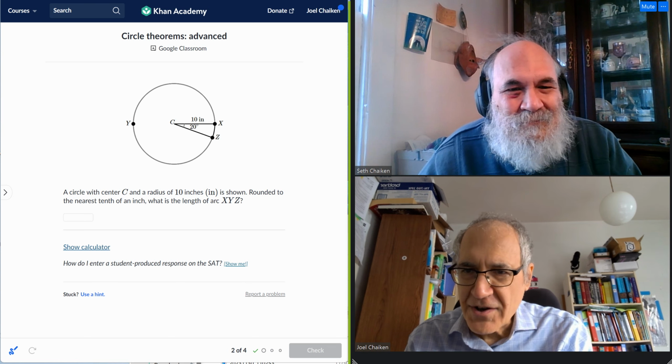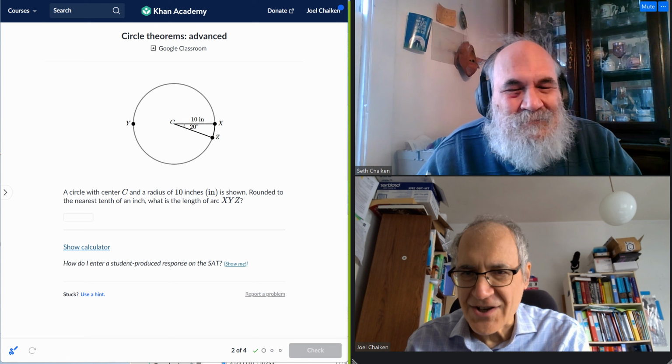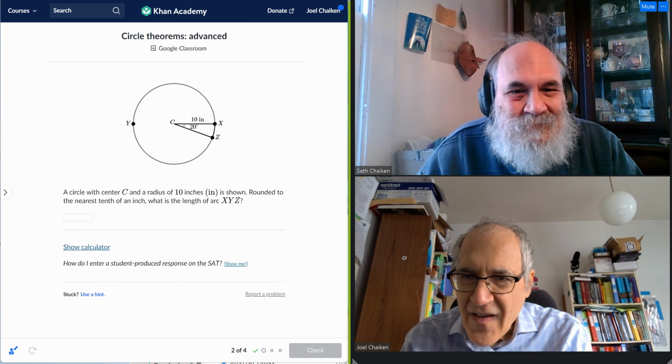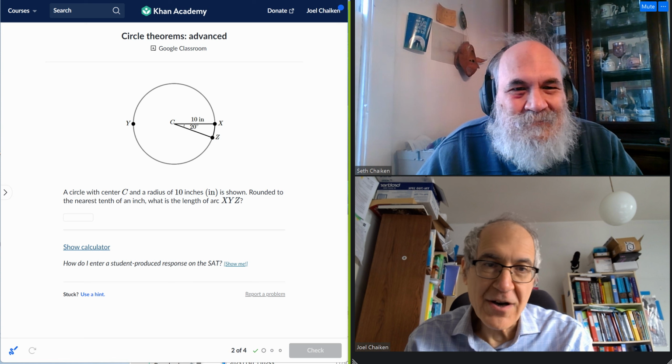Okay, circle theorem. A circle with center S has a radius of 10 inches, as shown, rounded to the nearest tenth of an inch. What is the length of arc XYZ? Ooh, the big arc. Be careful, the big arc.